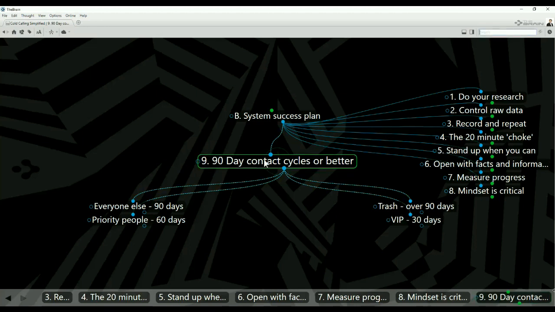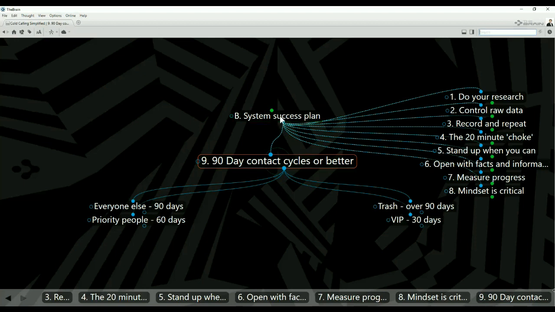So what is the contact cycle? Well, everybody should be spoken to every 90 days. That's a fact. Priority people should be spoken to at least once every 60 days. VIP people should be spoken to once every 30 days. And of course, there'll be a trash bin where you will dump people that certainly have no interest in talking to you. And you'll find those people over time. Perhaps as you talk to them every 90 days, you'll recognize that they are trash. You throw them away. So there are plenty of things to do here in this particular program.